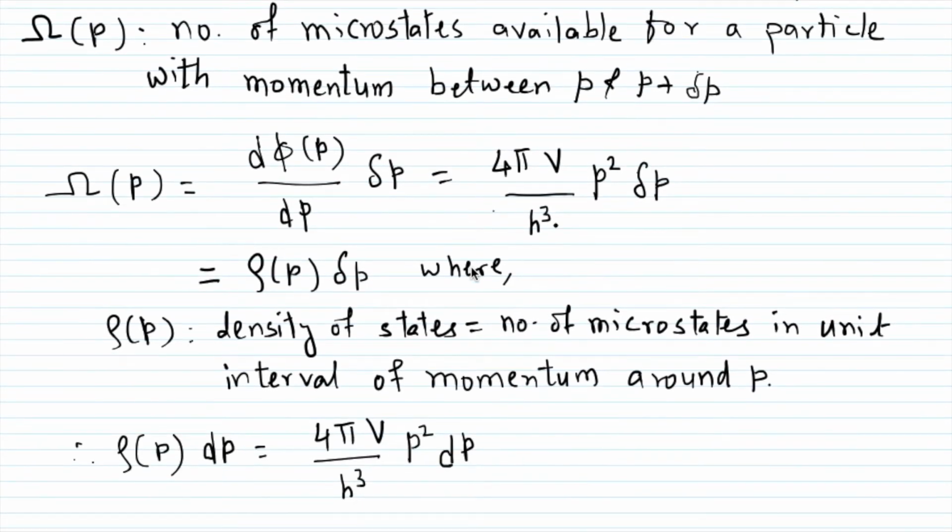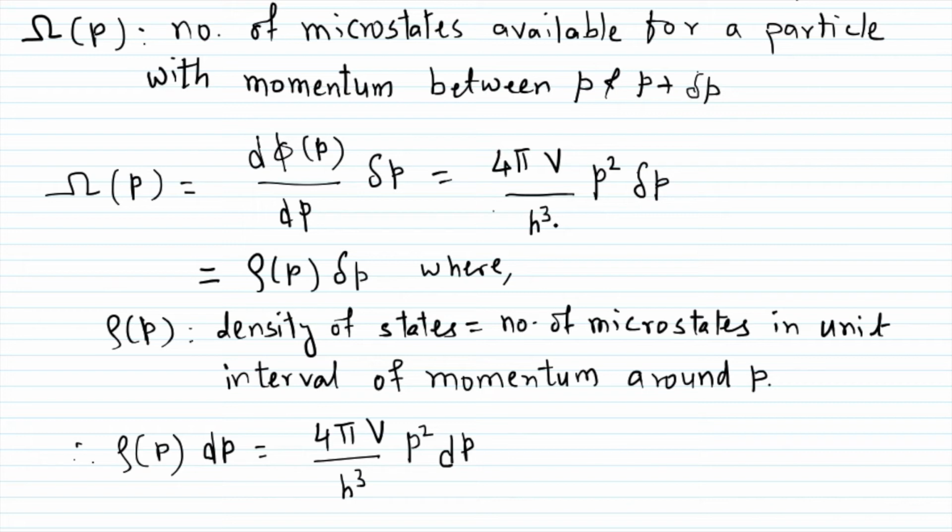Okay. Now we want to find out the number of microstates when the momentum of the particle is changing from p to p plus delta p. Right. And the notation for that we have written is omega p. And we have seen that omega p is d phi p upon dp into delta p. Right? You remember this? And this can then be written as, we have the equation for phi p here, take the derivative of this with respect to p. So we get this as 4 pi by h cube V into p square delta p.